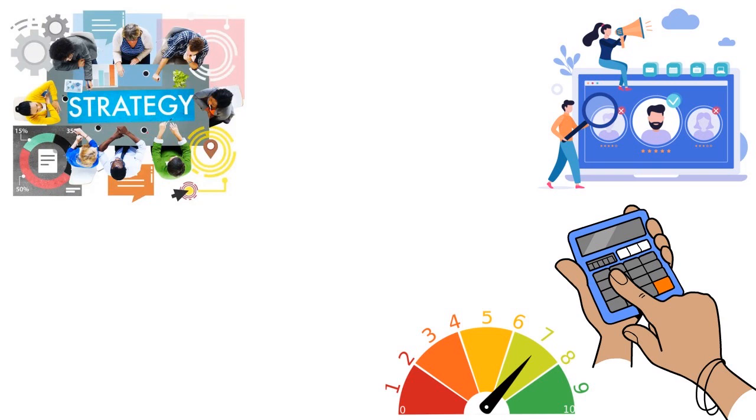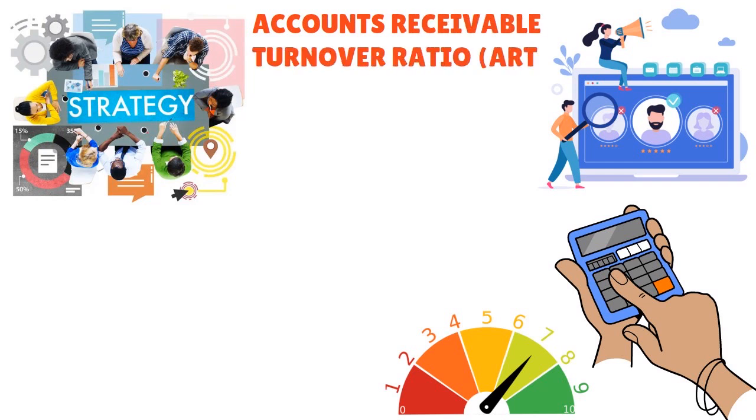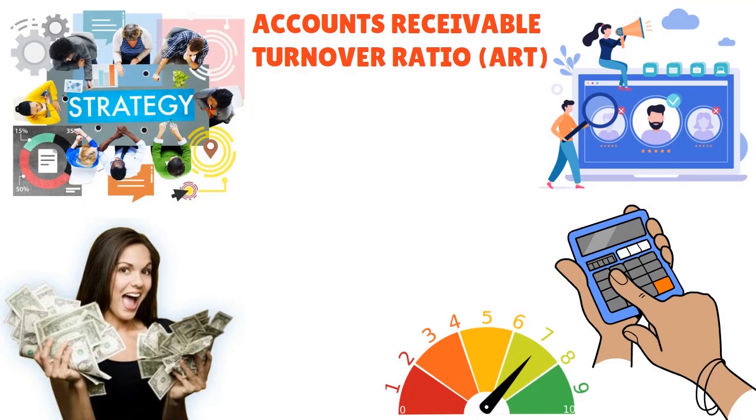Next, you have another metric that I love a lot. It's called ART, accounts receivable turnover ratio. Here, this ratio indicates how quickly your accounts receivable department collects payments and turns them into cash. You can calculate it by dividing your net credit sales by the average accounts receivable. Let me repeat that: you are dividing net credit sales by the average accounts receivable.